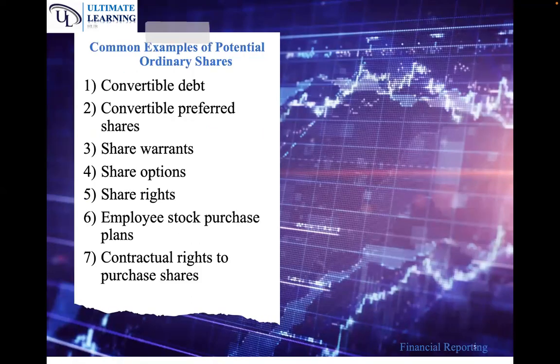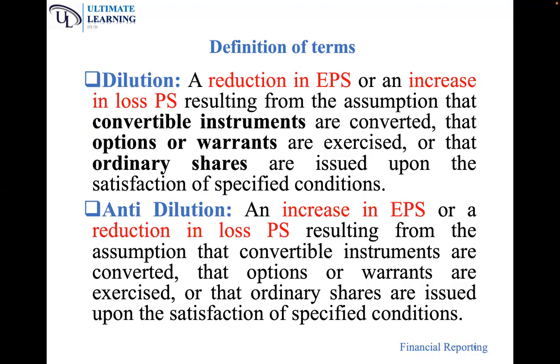And then we gave examples of potential ordinary shares: convertible debts, convertible preference shares, share warrants, share options, share rights, employee stock purchase plans, and contractual rights to purchase shares. We defined dilution, which will be our focus of today's session. We said a dilution is a reduction in EPS or an increase in loss per share resulting from the assumption that convertible instruments are converted, options or warrants are exercised, or that ordinary shares are issued upon satisfaction of certain conditions.